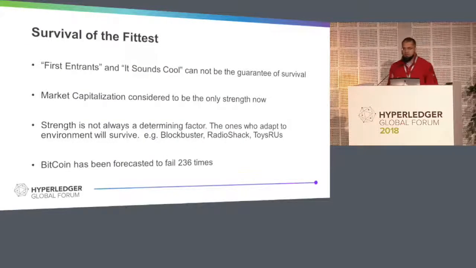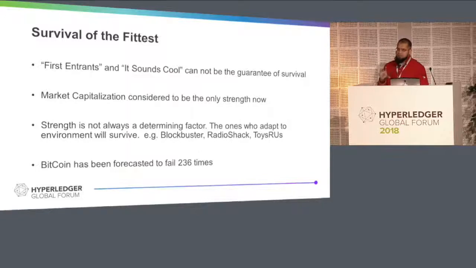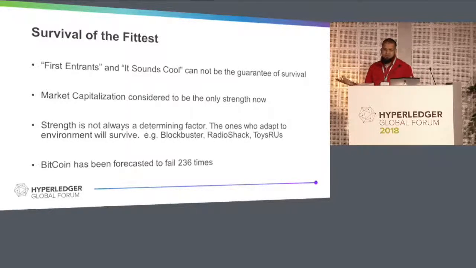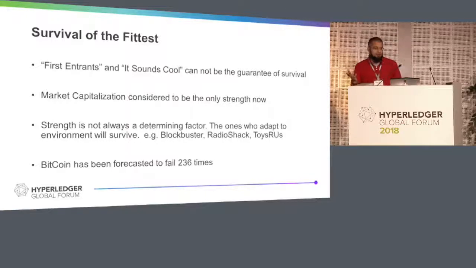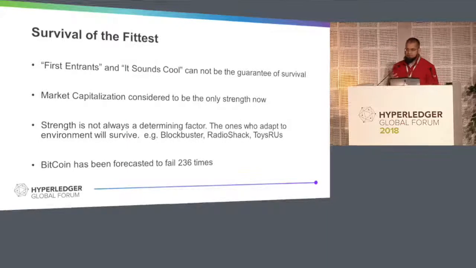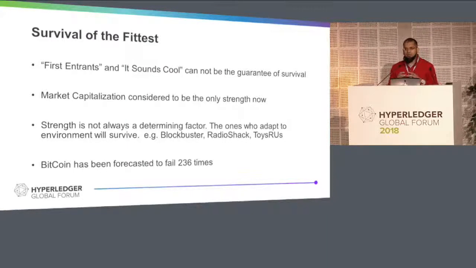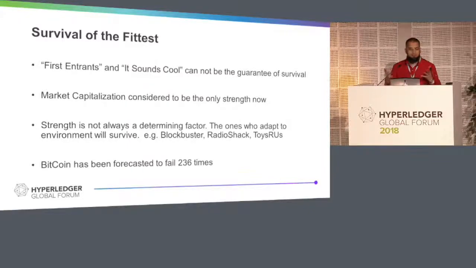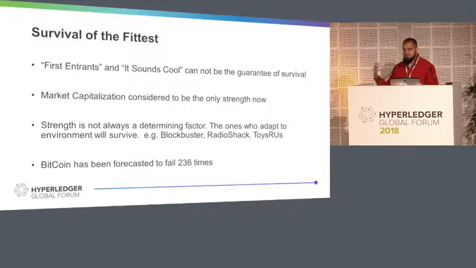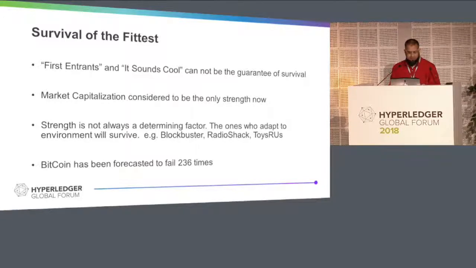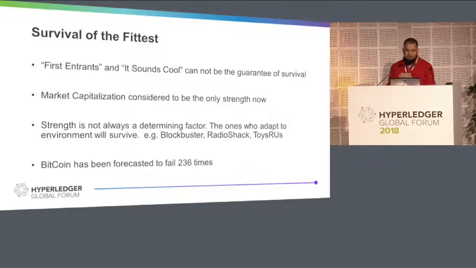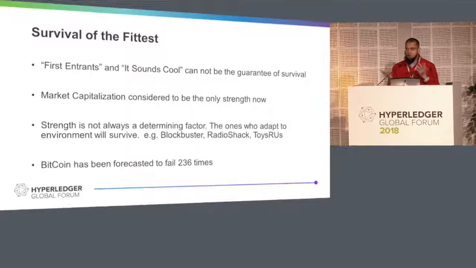When we talk about survival of the fittest and blockchain, one of the problems I have is people say, okay, that's the first-mover trend. They come first, so there's a guarantee for their survival. That idea sounds pretty cool, but first-mover advantage cannot be a guarantee for survival. Right now, whenever we talk about cryptocurrencies, the only thing that we consider is market capitalization: Bitcoin versus Ethereum versus Monero, Dash, and everything else. Strength is not always the determining factor for your survival. Sometimes it works against you.